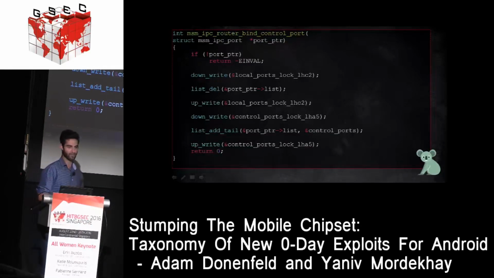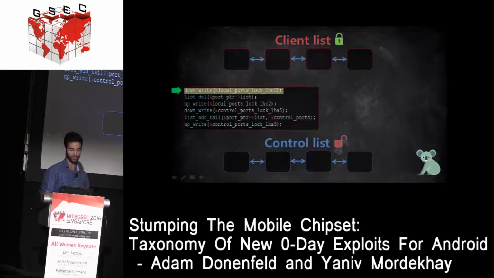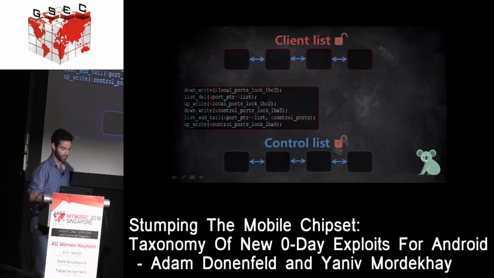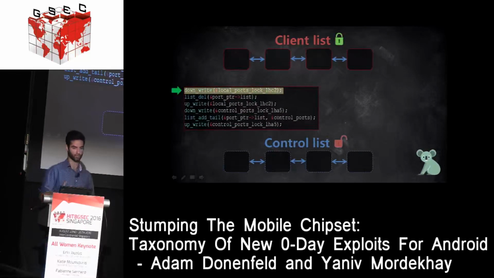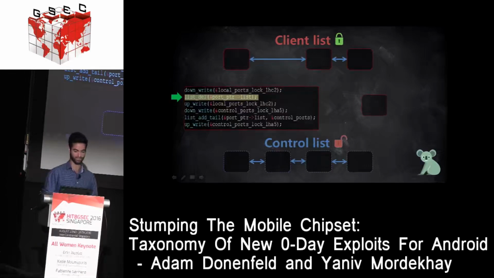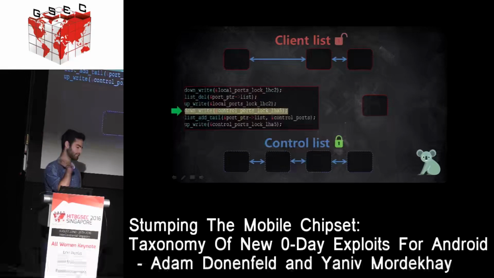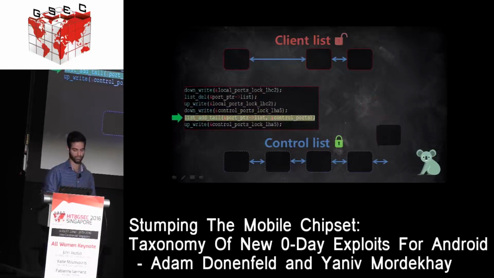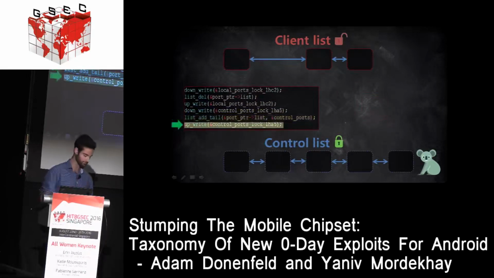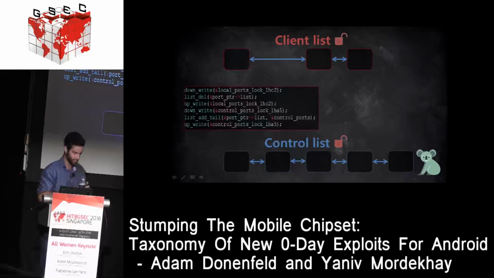So now let's examine step by step this function to see if we can find the vulnerable code. So the first instruction locks the client list. Then we take the object out from its list. And then we unlock the client list. We lock the control list. We add the object to the control list. And then we unlock it. Seems pretty straightforward, and it looks okay, because so far it was indeed okay.